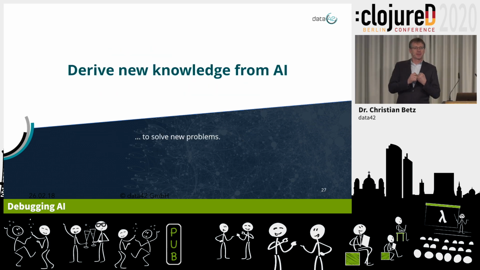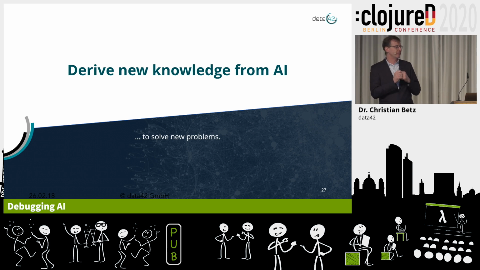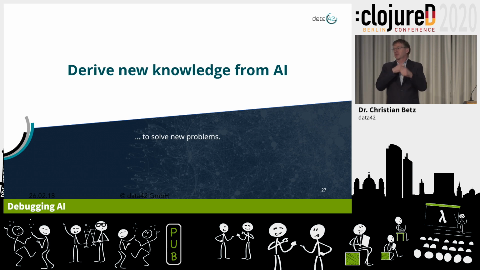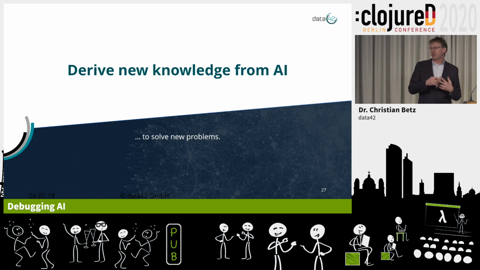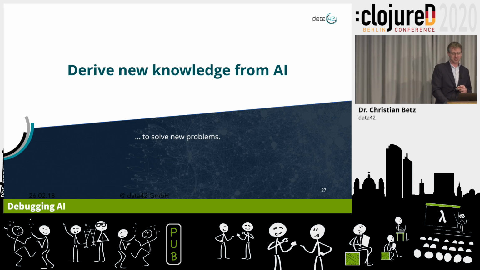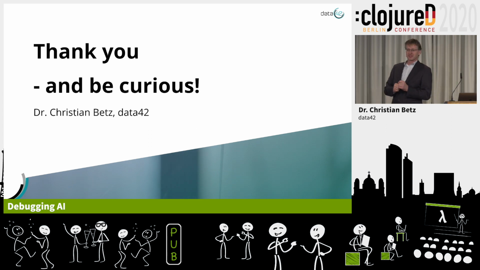And the next one is, turn it the other way around. My favorite spot of applying AI is when it's not used to automate stuff, but to derive new knowledge. That's possible, to learn about our biases, for example, by making stuff explicit, or by identifying virus outbreaks or whatever. If you can use it as a tool to derive new knowledge, that's where AI is shining. Thanks.